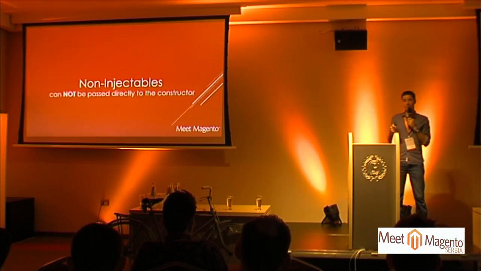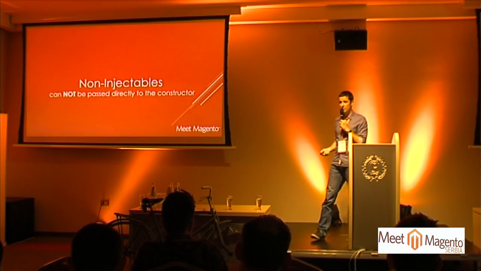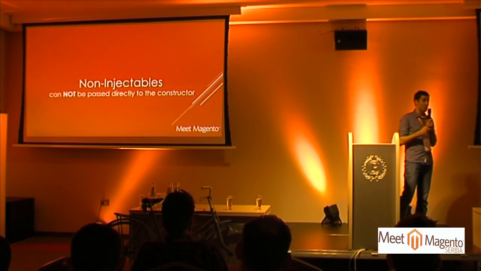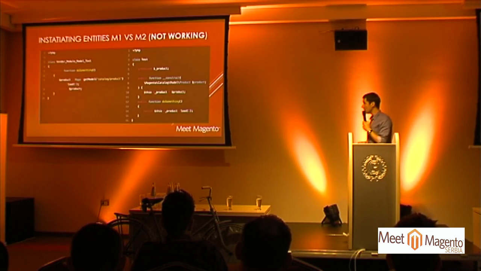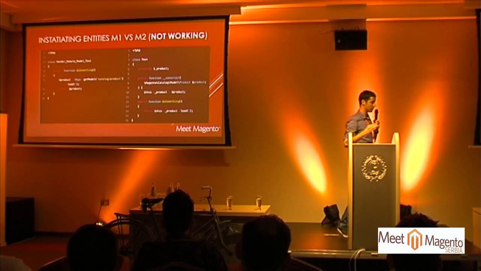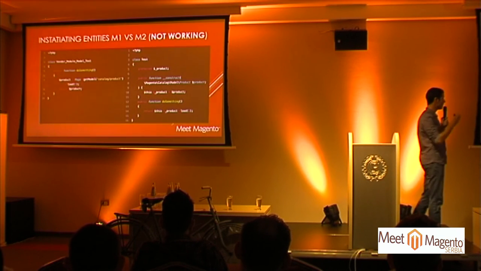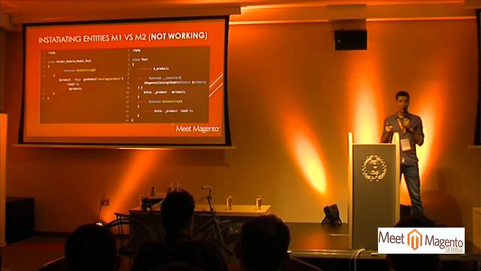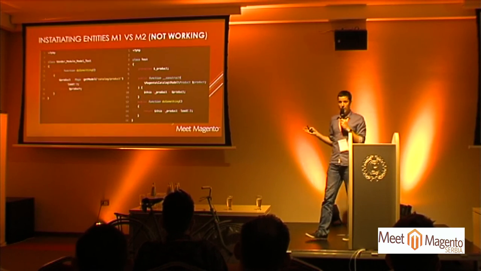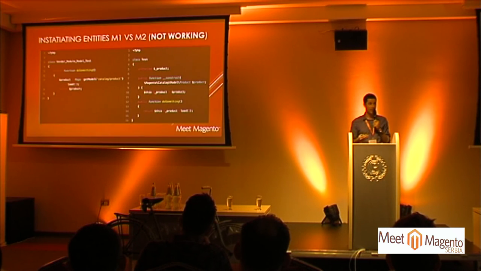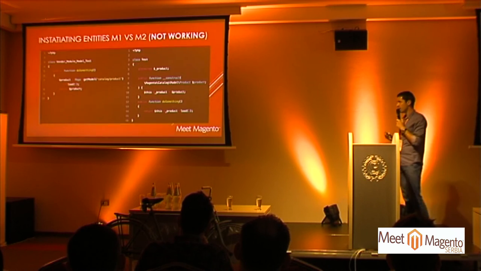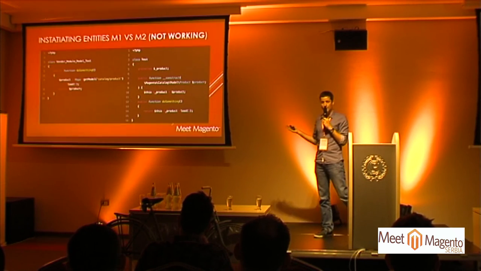Models that represent records from the database, resource models, and collections are all good examples of non-injectables. So again, a comparison. On the left, this is how we instantiate a product object in Magento 1. And on the right is a non-working example of how we would do it in Magento 2. It's not working because if we follow the same pattern as we did for helpers, the system will not be able to instantiate this class.